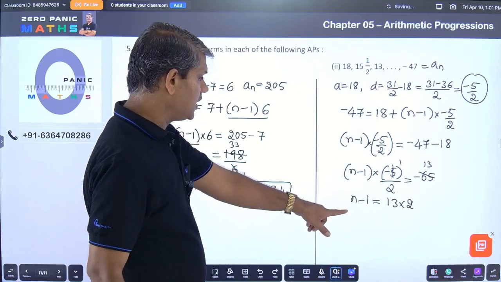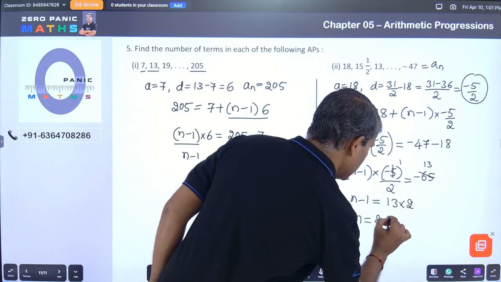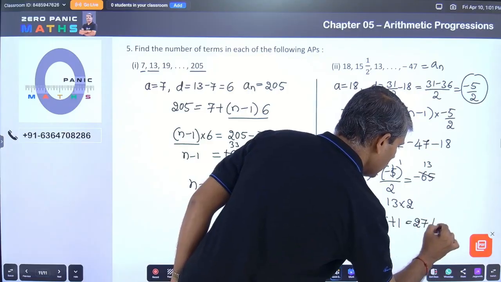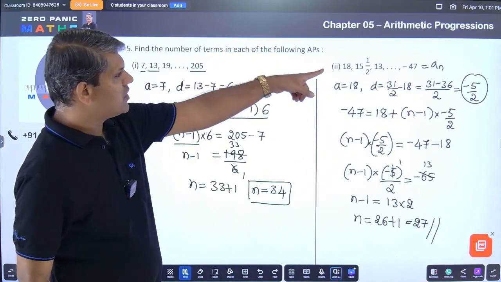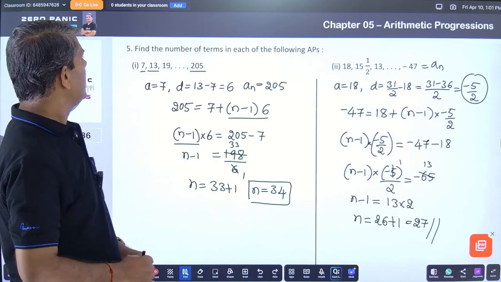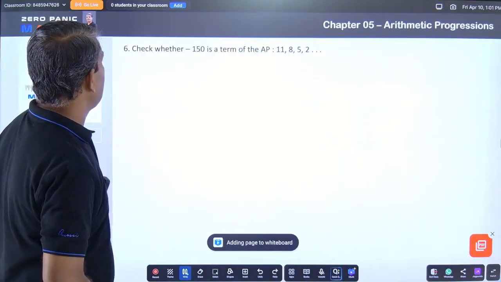Hope you are getting this, right? n minus 1 is equal to 26 and n is equal to 26 plus 1, which is 27. So there are totally 27 terms in that arithmetic progression. Hope you understood this. Let us quickly move to the next problem.